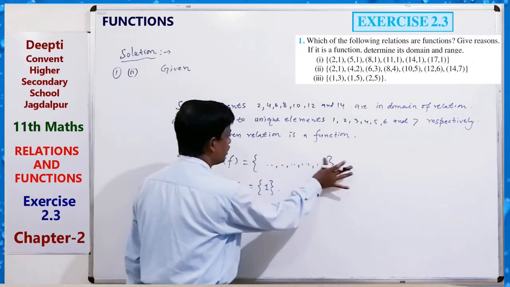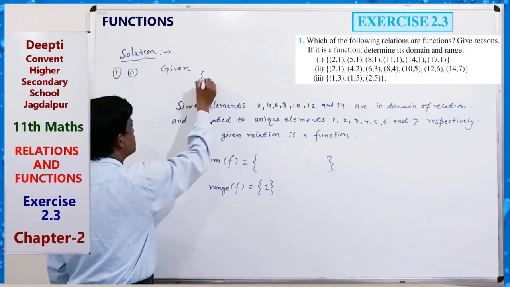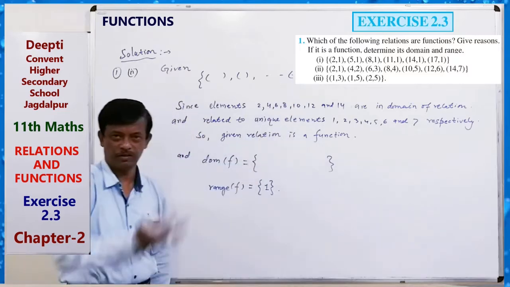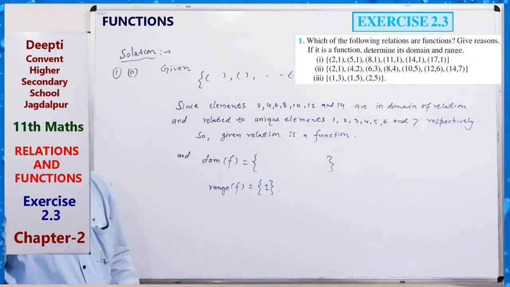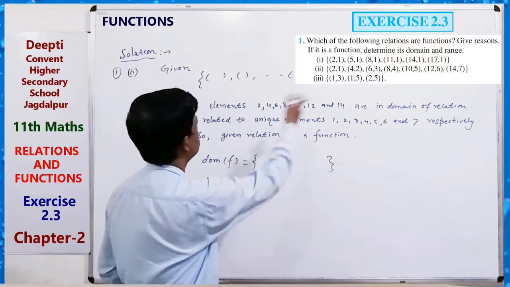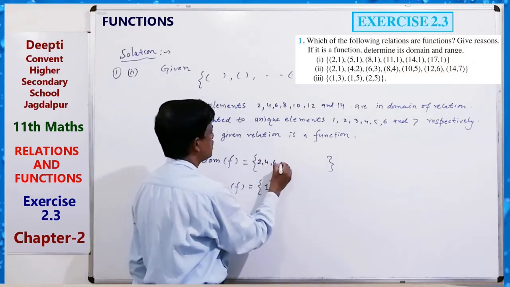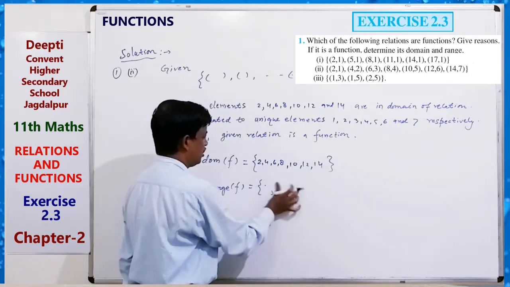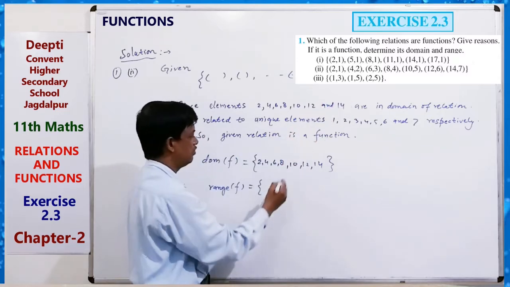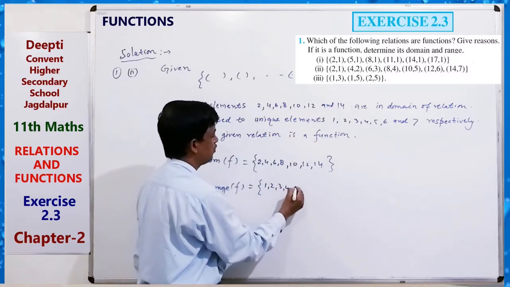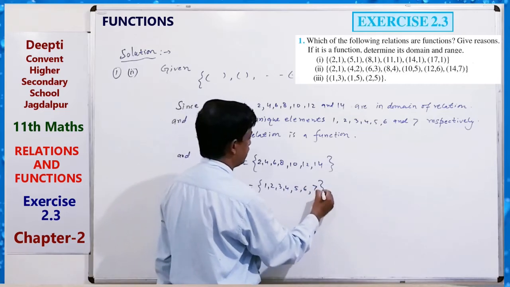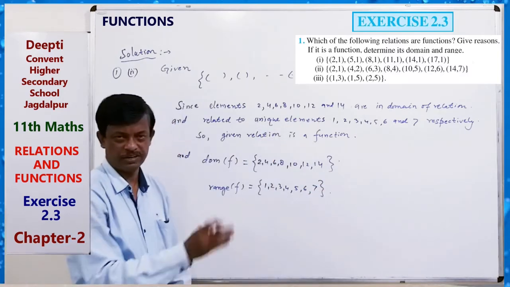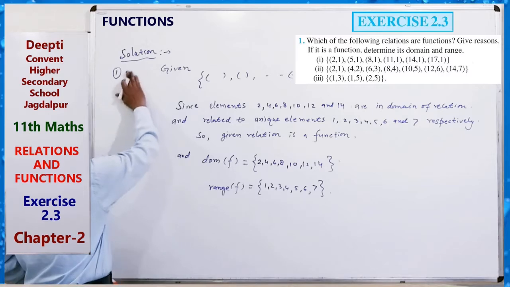And the domain will contain the elements given in the question, so you have to write the answer like this. The domain is the first elements only: 2, 4, 6, 8, 10, 12 and 14. The range will be the connected elements 1, 2, 3, 4, 5, 6, 7. These are the elements of the domain, these are the elements of the range. Now take question third.